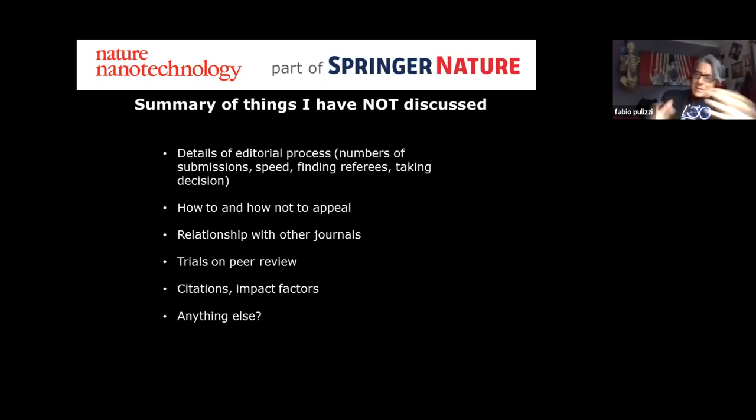I haven't really discussed how we talk or not talk to other journals, and how it is possible to submit a paper to one of the journals after it's been, for example, rejected from another one. But also there are trials that we're doing on peer review. I'm not discussing anything about citations and impact factors, which is something many authors care about. And of course, there could be other things that you want to discuss that I have not even mentioned in this list.